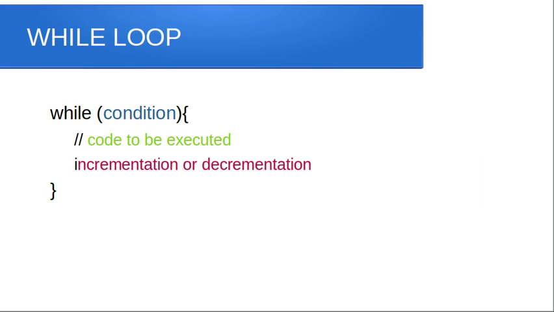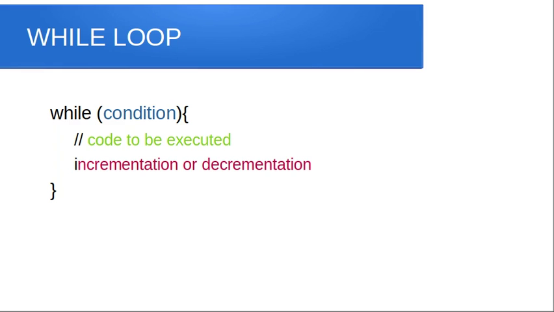This is the syntax of a while loop. It is while, and then parentheses, where you specify a certain condition. This condition is a Boolean expression that returns true or false. As long as the condition is true, the code will be executed, and then we do incrementation or decrementation, right? If you have not checked my video on incrementation and decrementation, you can go back and watch that video. Then we check the condition again. As long as the condition is true, the code within the while block will continuously be executed.